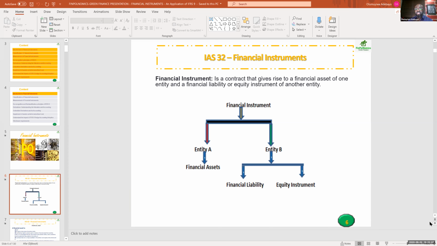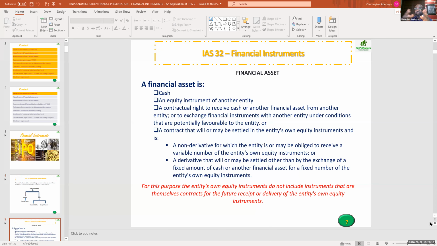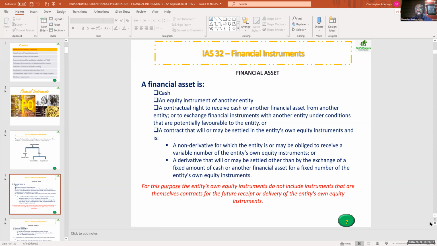Now let's start with financial assets. The first level of your financial asset at any point in time is your cash. And when we talk about cash, it's not limited to physical cash. It's every form of cash, whether at hand, whether in your bank account as demand deposit, or whether in a tenor deposit, or what you call fixed deposits. All of these are considered cash.